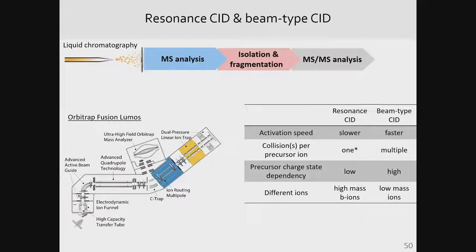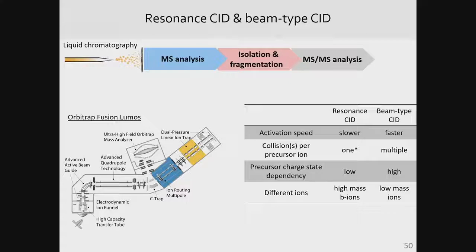So on a Fusion Lumos, resonance CID is slower, beam CID is faster. Collisions per precursor ion, you only ever get one fragmentation, one bond break. As soon as a bond breaks, it's off resonance. With beam CID, if you have too high a collision energy, you get only low mass fragment ions. If you have too low, you only have precursors.